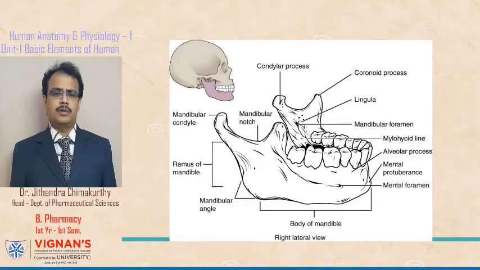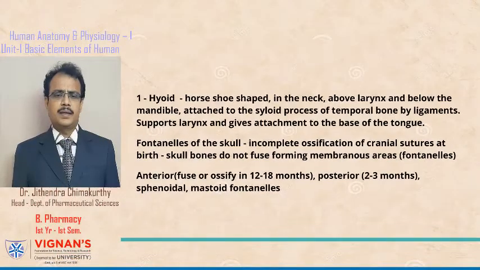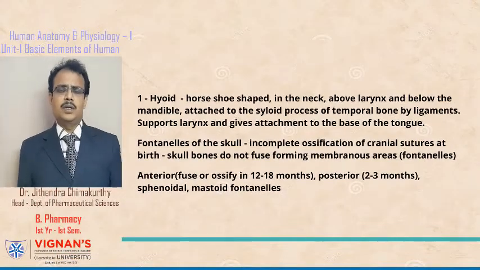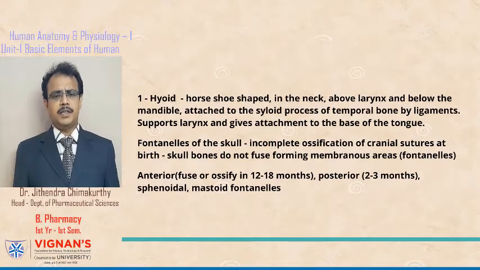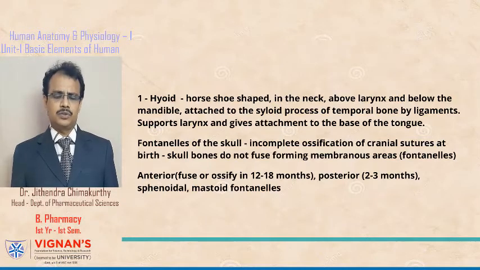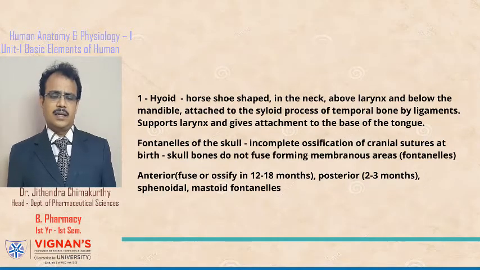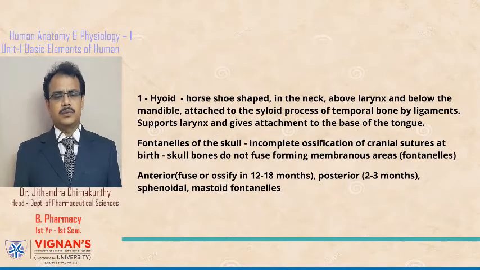The other bone of the face is the hyoid bone. Though it does not have any direct contact with the other bones, this horseshoe shaped bone gives attachment to the larynx, muscles of the tongue, and also to the base of the tongue.